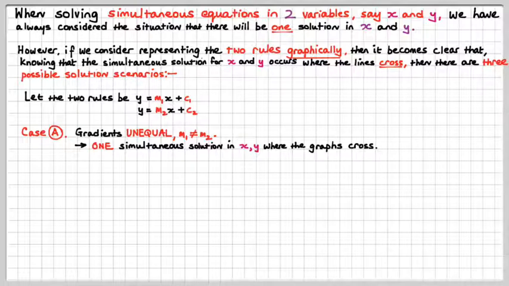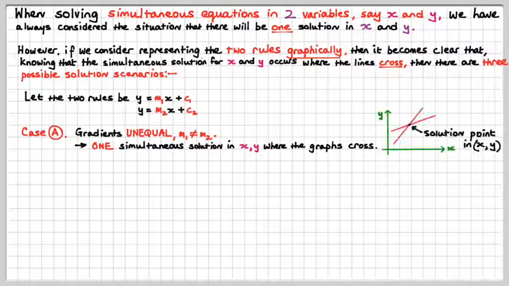However, waiting in the wings, there are two more scenarios grouped under what I call case B. I know, it's gripping. So, here's case A. You know that one, don't you? This is two graphs, two rules, y equals mx plus c type linear rules with different gradients, and therefore they cross at one point. That is the simultaneous solution where both of those rules are applying at the same point in x and y, and there's only one possible point where that can occur.